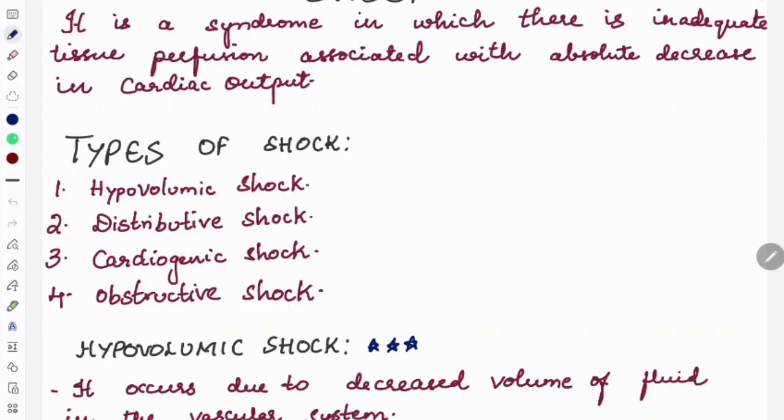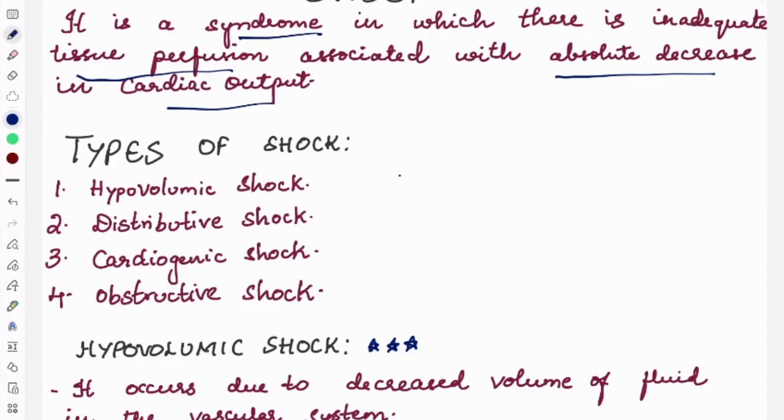So, what is shock basically? It is defined as a syndrome, which means there are many clinical features we get to see in shock. It is a syndrome in which there is inadequate tissue perfusion associated with an absolute decrease in cardiac output. What do we mean by inadequate tissue perfusion? It means there is very low blood supply to the tissues, as well as low cardiac output. Because there is low cardiac output, there is decreased tissue perfusion. That condition is what we call shock.